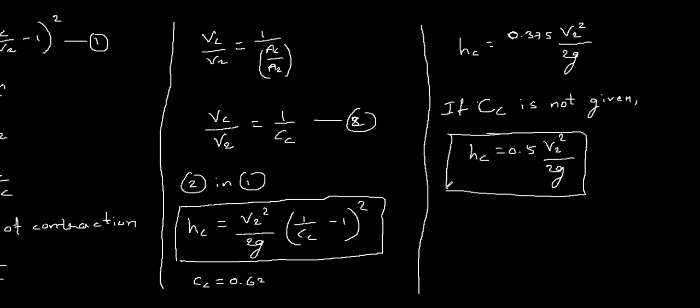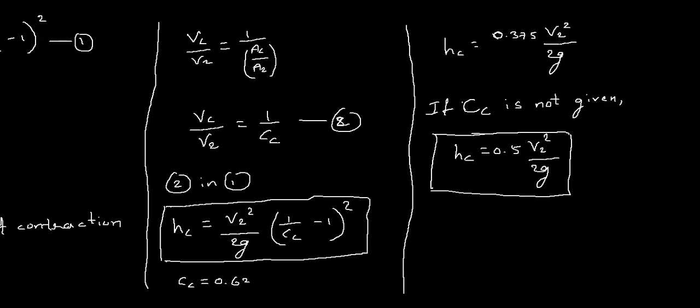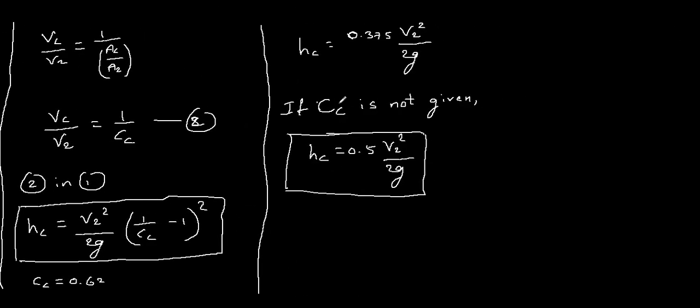This is the simplest form of the derivation for the loss of energy due to contraction in the pipe, by simply applying the loss of energy due to enlargement for the flow pattern taking place for the flow of the liquid in this pipe. Like this the flow pattern takes place, and again the enlargement is taking place. Due to that, we can say that the loss of energy due to contraction is equal to the loss of energy due to enlargement from C to 2. So by applying this simple knowledge, we can derive the equation as Hc is equal to V2 square by 2g into (1 by Cc minus 1) whole square. The units are meters of water.